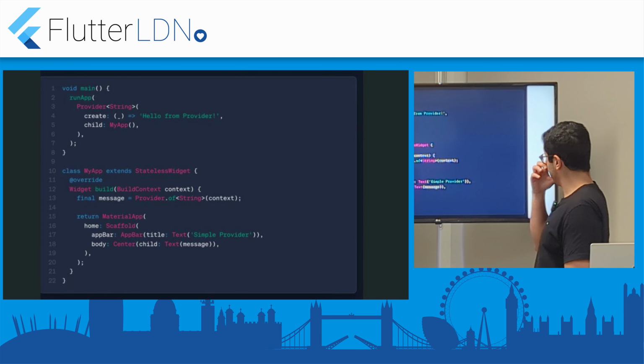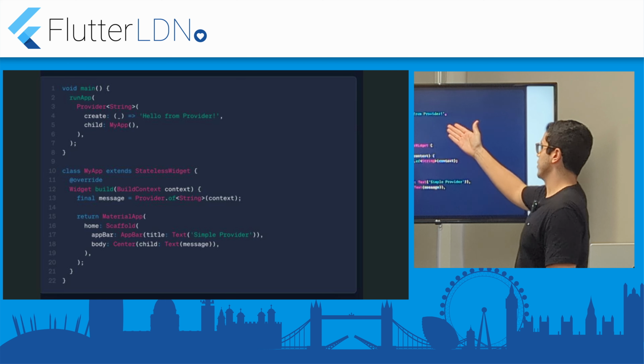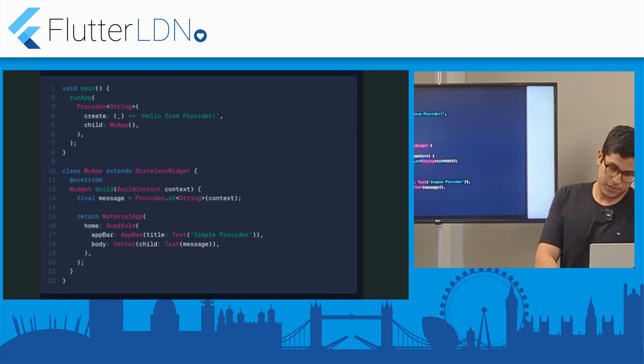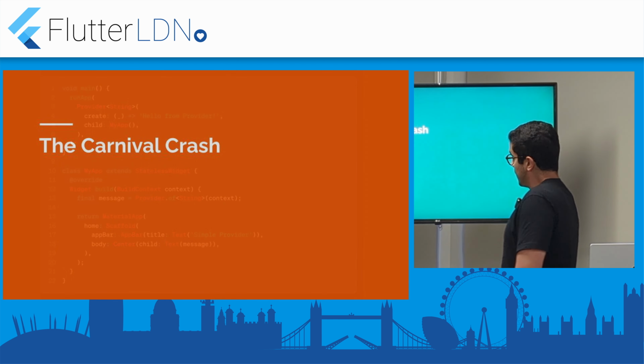A very simple example with Provider, just providing a string here down the widget tree. It looks kind of like the InheritedWidget, and yeah, it looks like it because it's actually a wrapper around the InheritedWidget. So here I'm providing a string, and I'm reading this string here. Pretty much a very simple example of how we can provide dependencies using Provider.